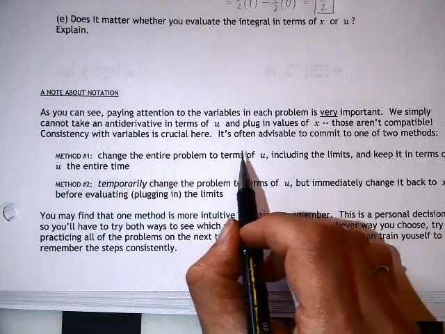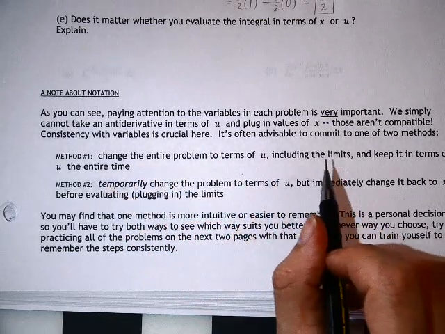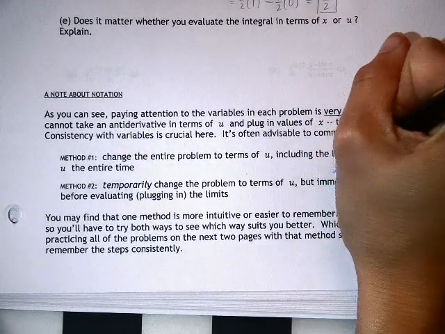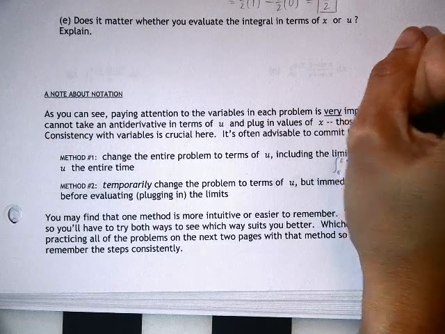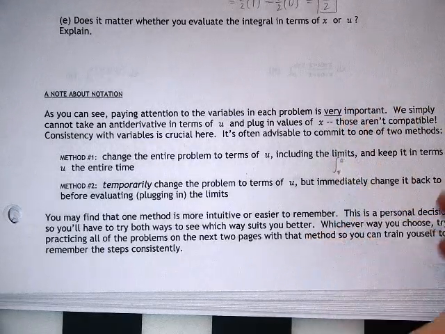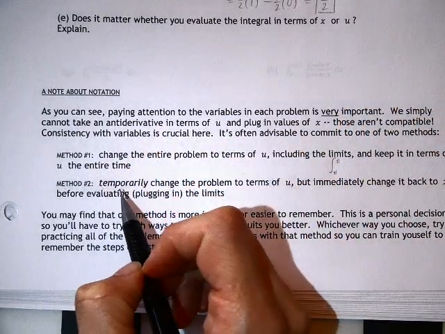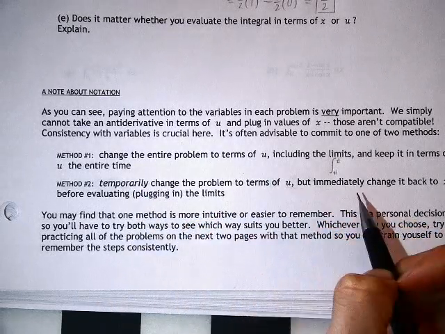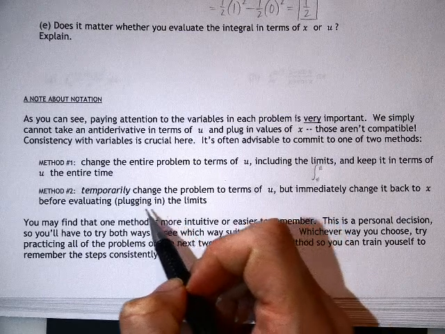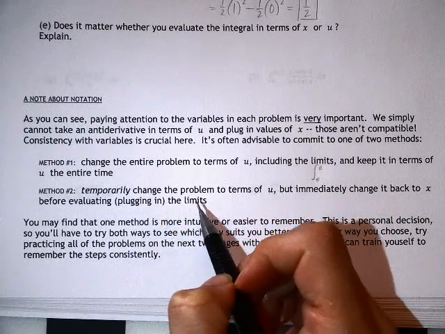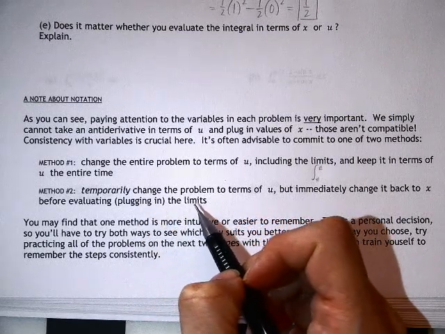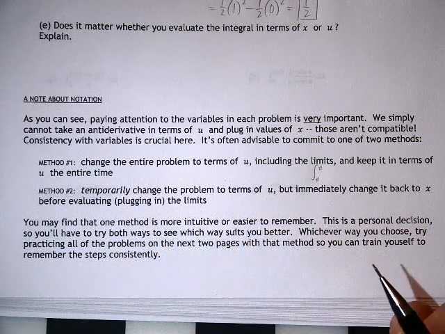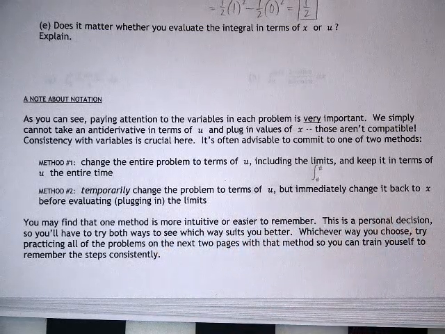Either change the entire problem in terms of u, including the limits, and remember in this context, the word limit refers to the numbers at the bottom and the top of the integral symbol, or the endpoints of your integral. And method number 2 is temporarily changing the problem in terms of u, immediately changing it back in terms of x, and then plugging in the original limits from the original problem. So again, one method may be better for you than the other, and that's fine. It is definitely a personal choice.